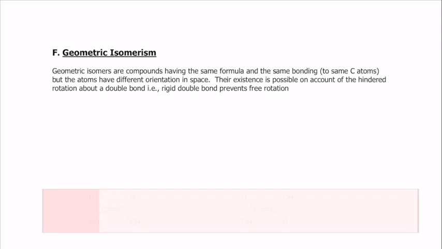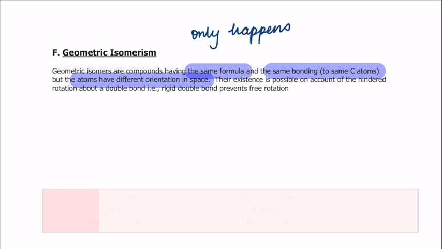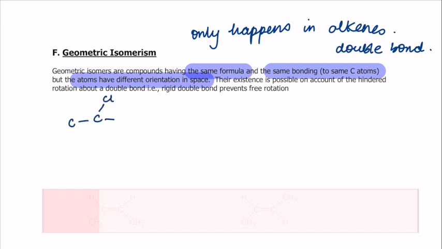So let us look at geometric isomerism. Geometric isomerism happens in compounds which have the same molecular formula and the same bonding of the carbon atoms to other atoms, but these atoms have a different orientation in space, as in they are arranged alternatively. We'll talk about what that means in a second. The thing to remember is that geometric isomerism only happens in alkenes. You need a double bond for the geometric isomerism to occur.